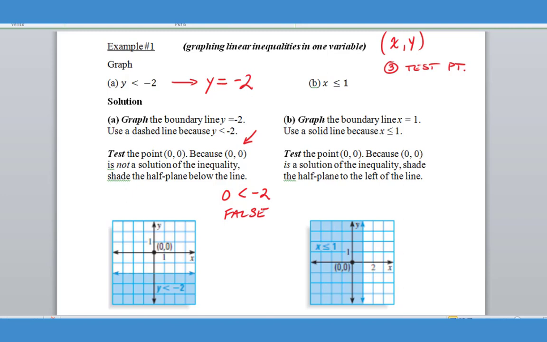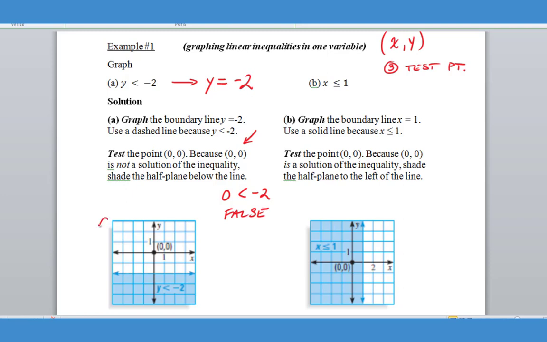Using a little inductive reasoning that you should recall from geometry, that would tell me that 0, 0 is not a solution to the inequality. We want all of the true statements. And so by using that test point, what we can say is that any point on that side of the line is not a solution.